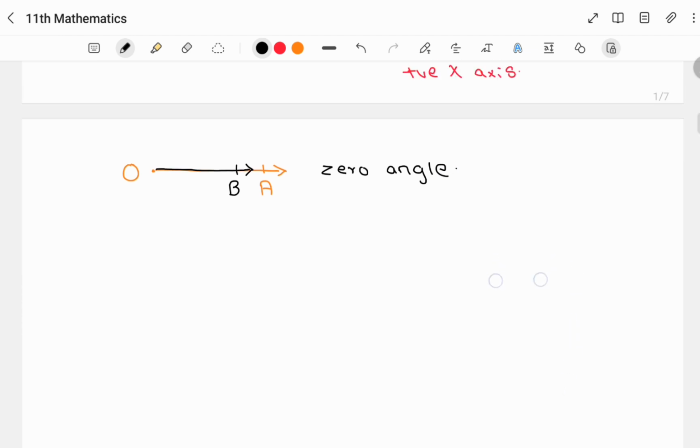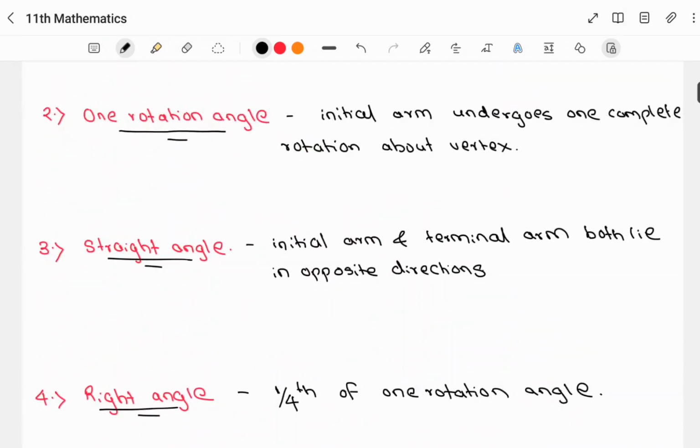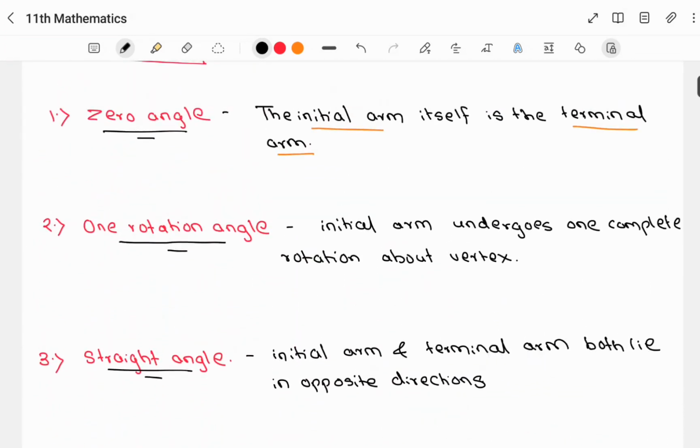If we have an angle where the common vertex is O, and this is the initial arm, this position is OA. The final arm lies on the initial arm itself, like this. So this is the zero angle, where the initial arm coincides with the terminal arm. We are done with zero angle. Now we are going to have a look at one rotation angle.